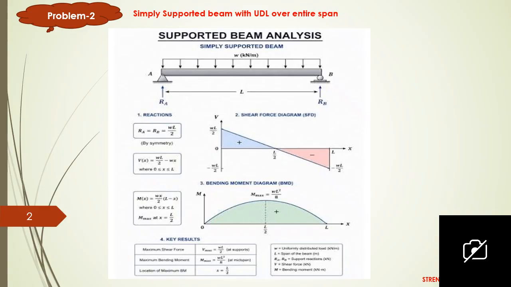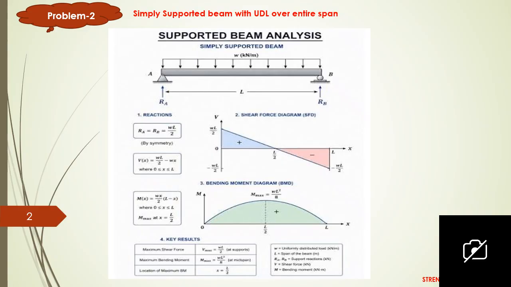So this is the next case, simply supported beam with the uniformly distributed load. You can see in the diagram from A to B, A is a hinged support, B is a roller support. From A to B, the load is uniform, that is W kilonewton per meter. So in UDL, you have to take the total load. Total load how much? W is acting for a span of L. So the total load is W into L.